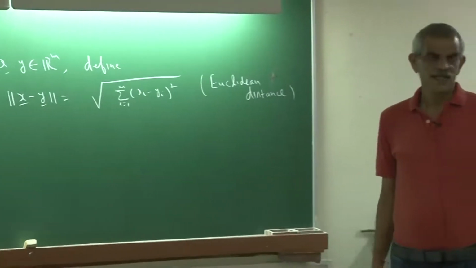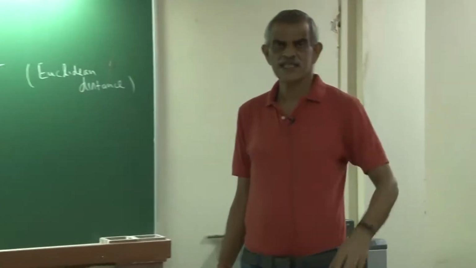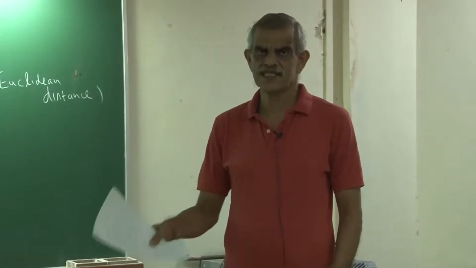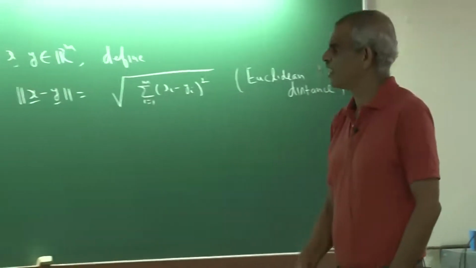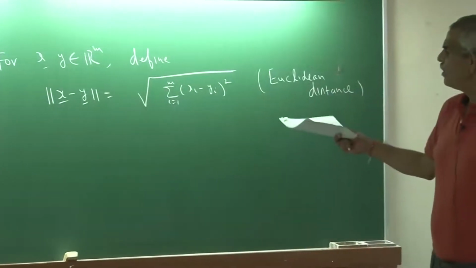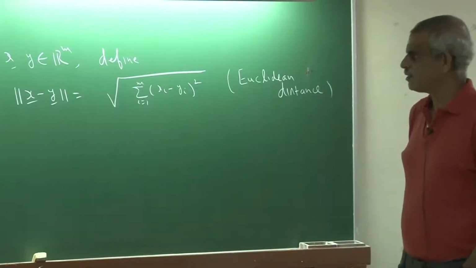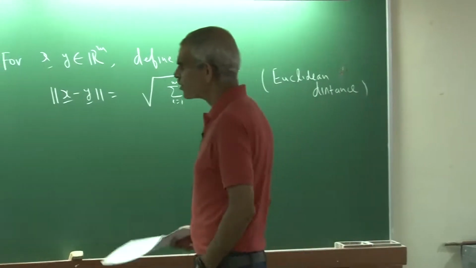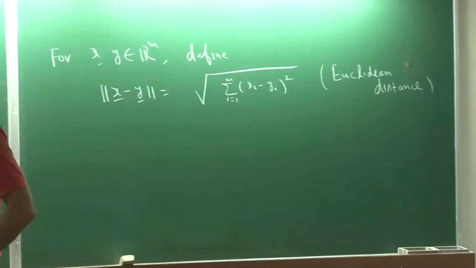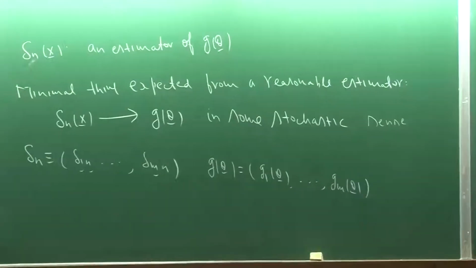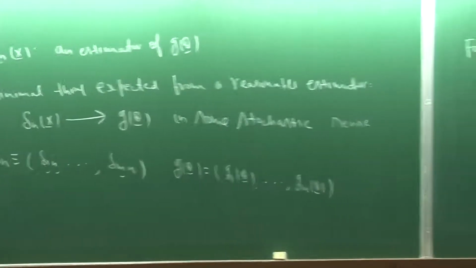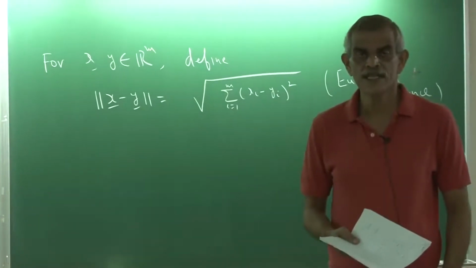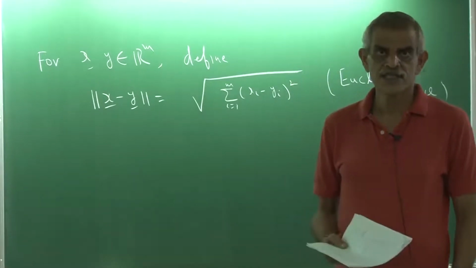That means distance between x and z is always less than or equal to distance between x and y plus distance between y and z. So it is a proper distance function. So we'll consider this distance function. So I can talk about stochastic closeness of delta n and g theta in terms of this distance. And that leads to the concept of convergence in probability, which you studied in your earlier course.